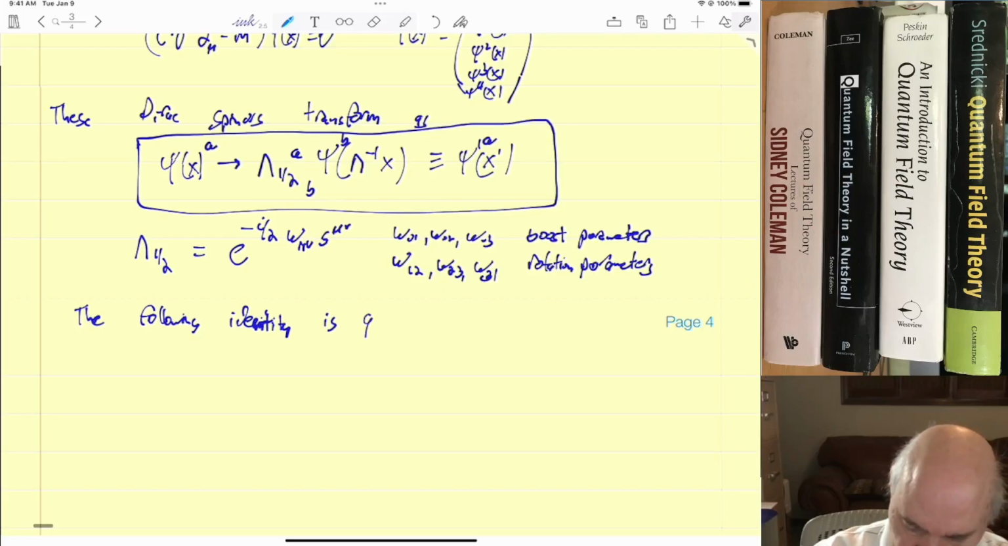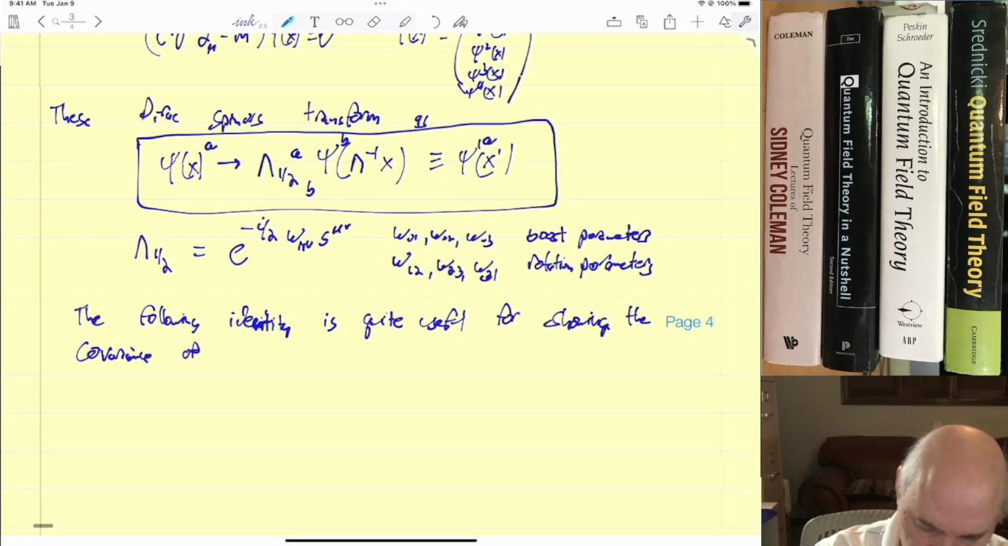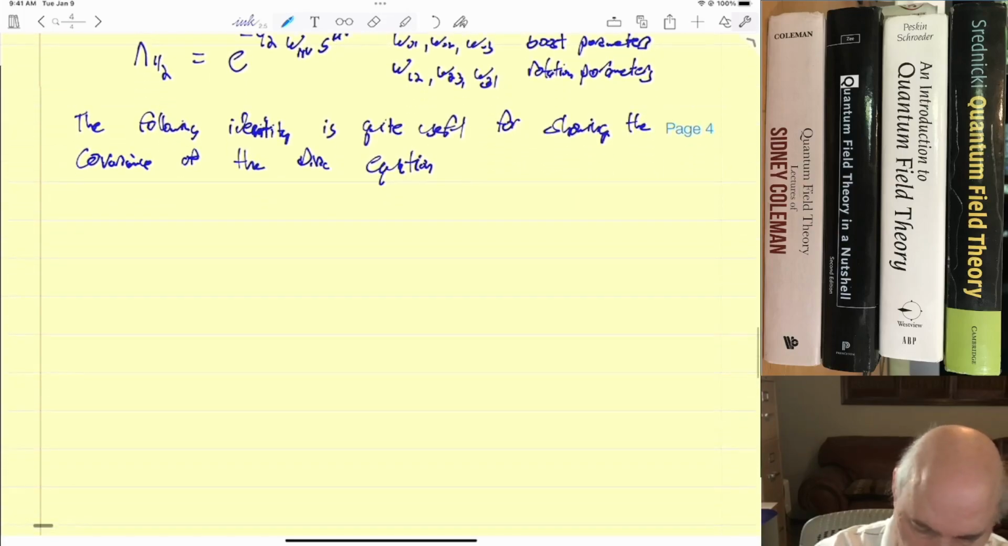This is quite useful. It's quite useful for showing the covariance of the Dirac equation. So I have lambda inverse.